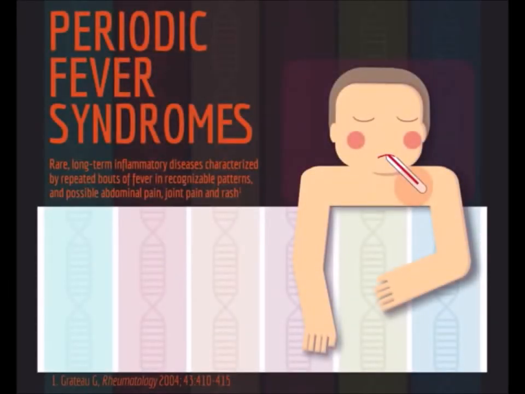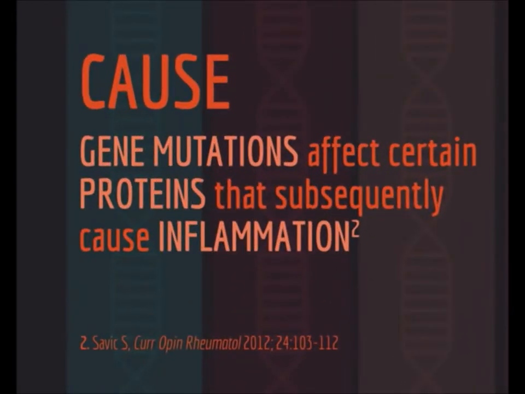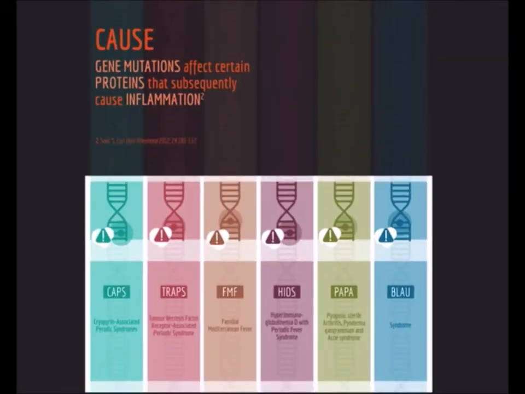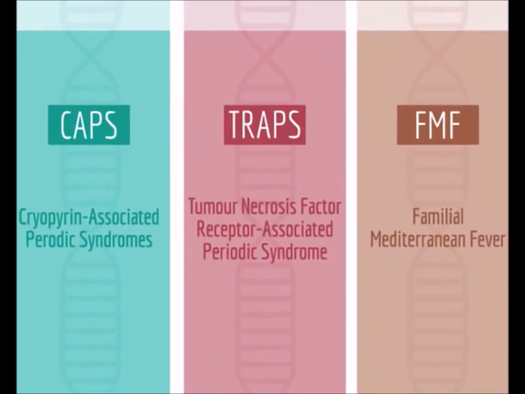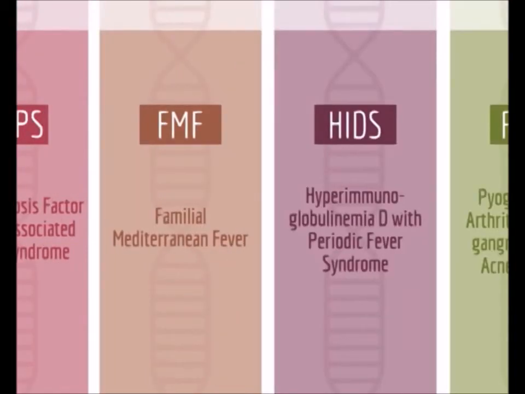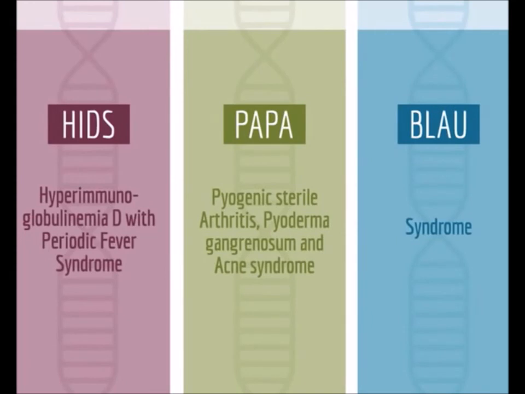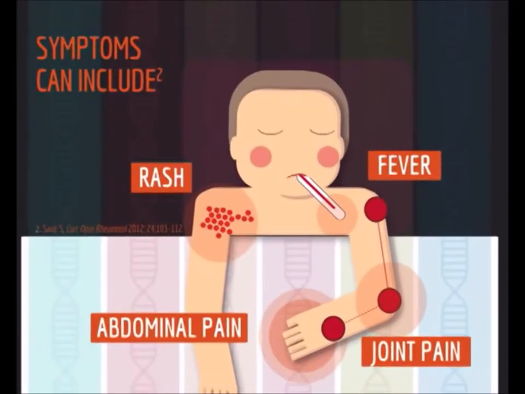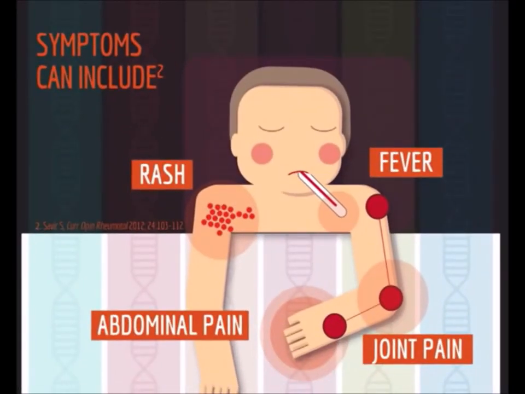Periodic fever syndromes are rare, long-term inflammatory diseases characterized by repeated bouts of fever in recognizable patterns. They are caused by gene mutations which affect certain proteins that subsequently cause inflammation. Here you can see 6 of the periodic fever syndromes caused by these mutations. Symptoms can include rash, fever, abdominal pain, and joint pain.